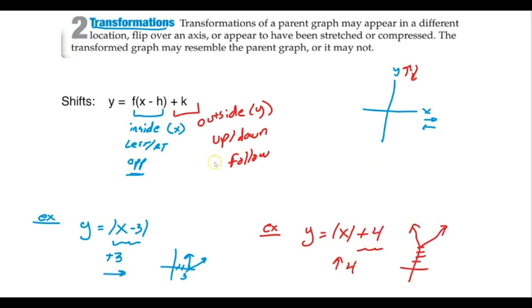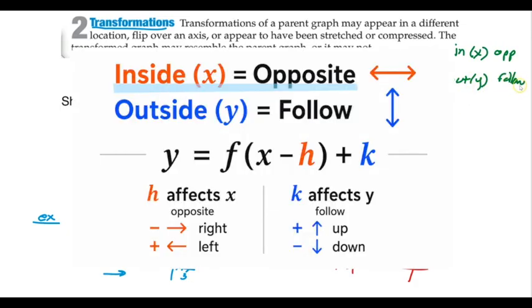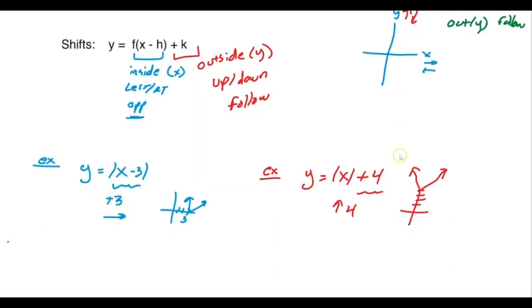And this is key to all transformations. You've got to remember that inside is the x values, which means you move left and right, and you do the opposite. Outside is the y values, which means you move up and down, and you follow what it says. Inside opposite, outside follow. Inside opposite, outside follow. Okay, let's practice a couple.